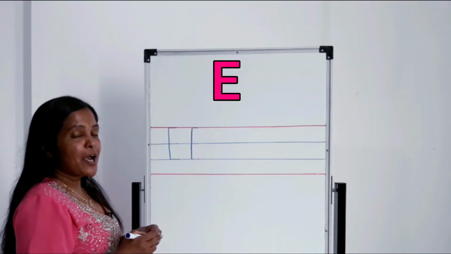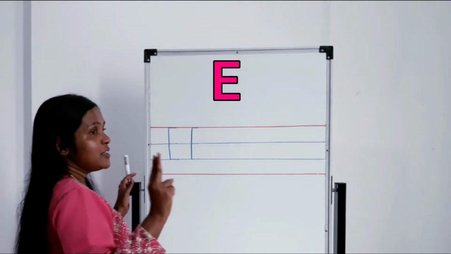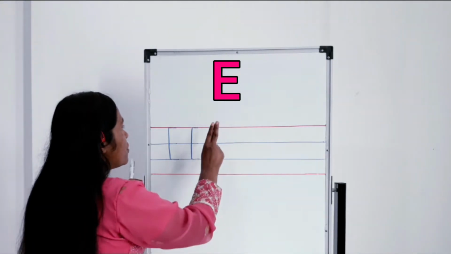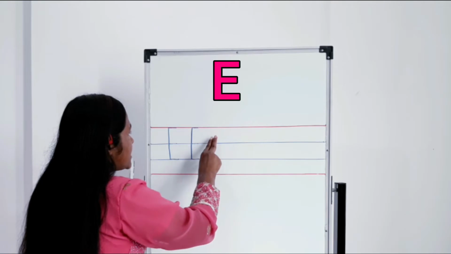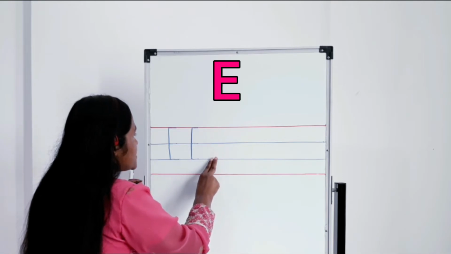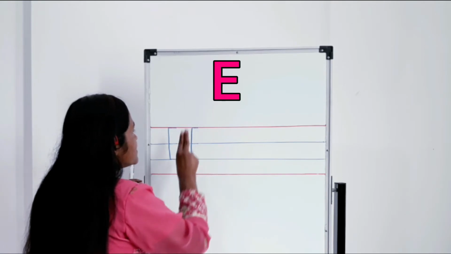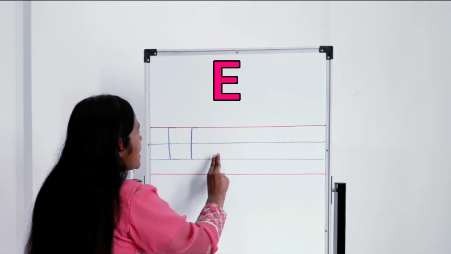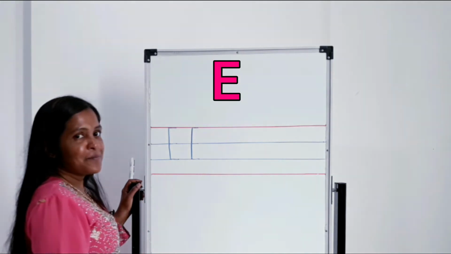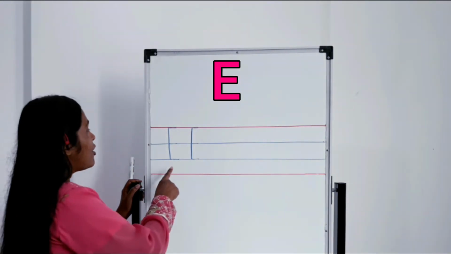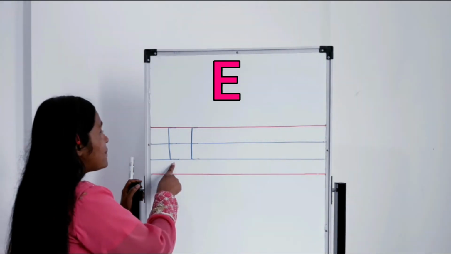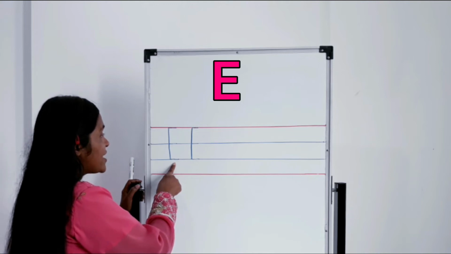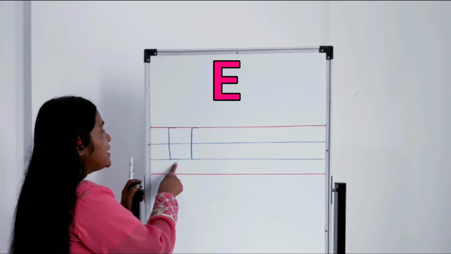Are you ready to practice with me? Take these two fingers, we'll go: standing line, up to the second tummy line, go back to the top, sleeping line, sleeping line, sleeping line. This we call Mama E, uppercase E, big E.